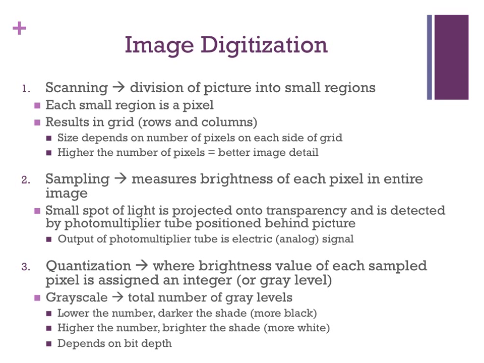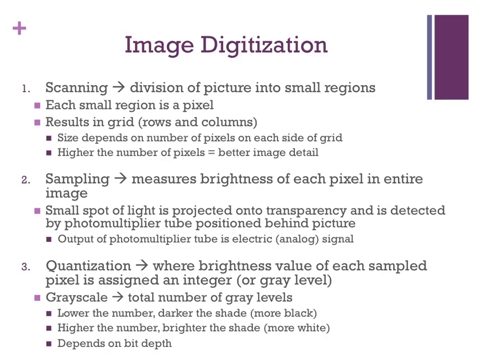The primary objective during image digitization is to convert an analog image into numerical data for processing by the computer. Digitization consists of 3 steps: scanning, sampling, and quantization. For the scanning step, this is a division of the picture into small regions, and each small region is a pixel, so essentially, scanning results in a grid made by rows and columns. The size depends on the number of pixels on each side of the grid, and the higher the number of pixels equals the better image detail.